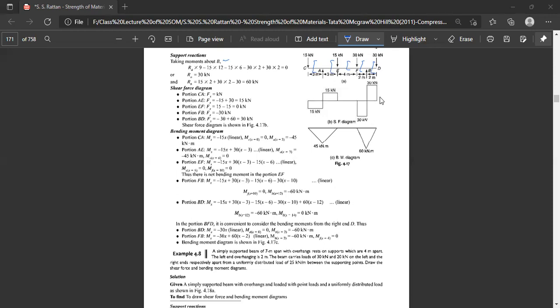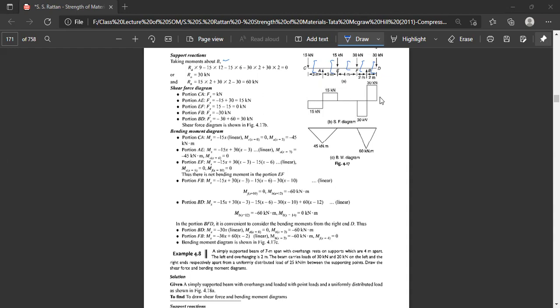Next, between the section FB, there are 4 forces: 1, 2, 3, 4. One is 15, which is away by x. This one is at A, it is 30, away by x minus 3. This is at E, away by x minus 6, and this is at F, away by x minus 10. If we take the bending moment, three will create anti-clockwise and one will create clockwise. So this is positive and these 3 are negative.